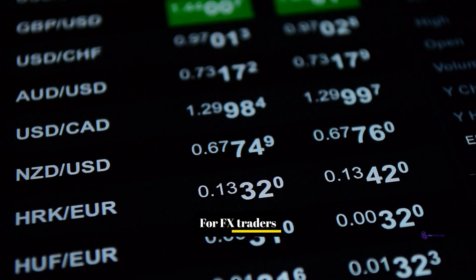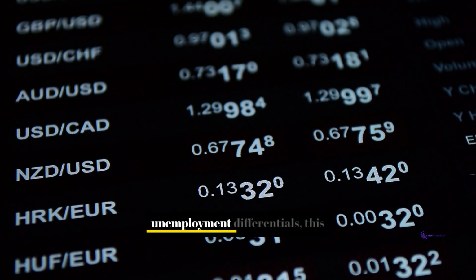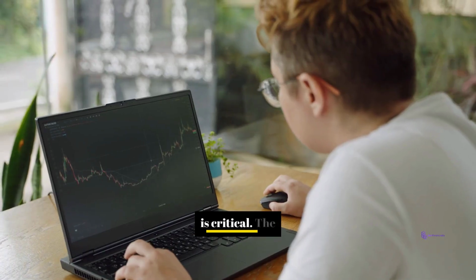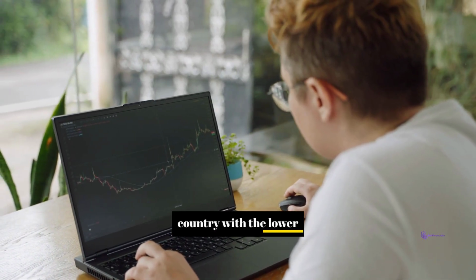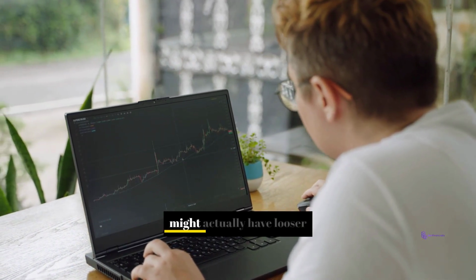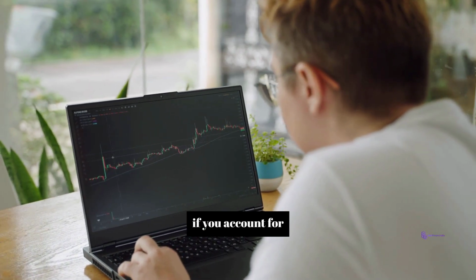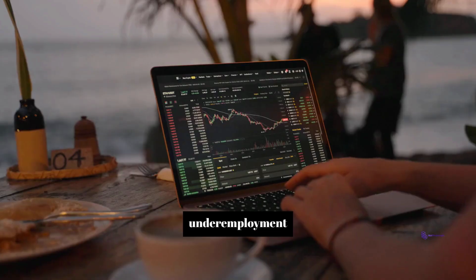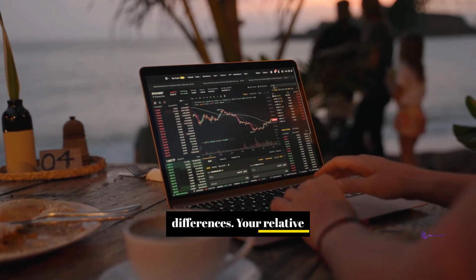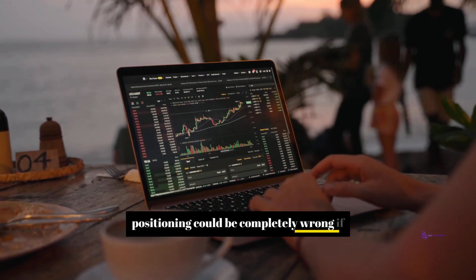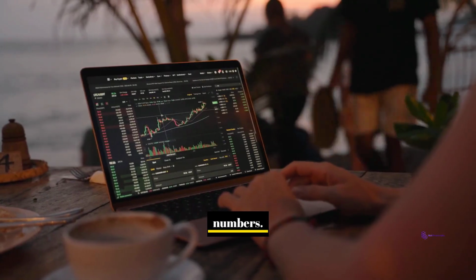For FX traders basing positions on unemployment differentials, this is critical. The country with the lower headline unemployment rate might actually have looser labor market conditions if you account for participation and underemployment differences. Your relative positioning could be completely wrong if you're just comparing headline numbers.